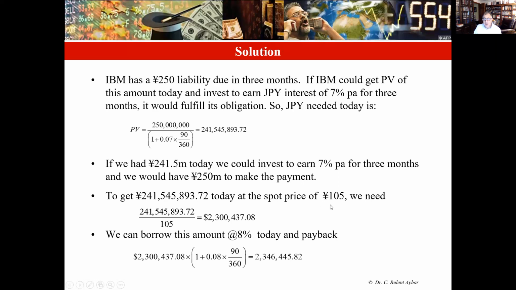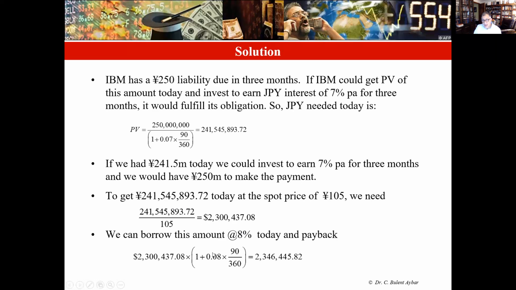we need, at the current prevailing spot rate of 105, we will have to pay $2.3 million, or to be exact, $2,300,437.08 today, so that we can get this amount and deposit it to grow into 250 million. So where do we get this 2.3 million US dollars? We go ahead and borrow at 8%.